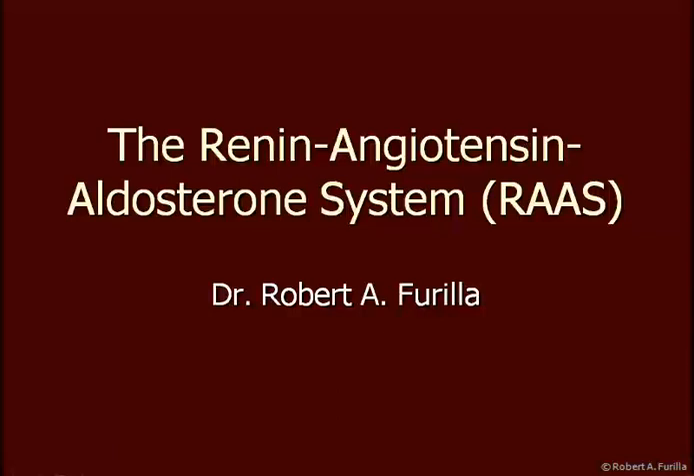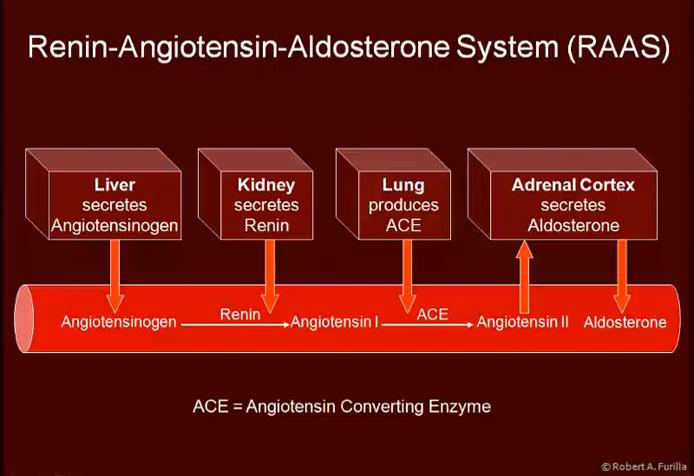In this segment, I'm going to talk about the renin-angiotensin-aldosterone system. The liver secretes a precursor to angiotensin called angiotensinogen. The -ogen suffix indicates a precursor. The kidney then secretes a substance called renin. Renin converts angiotensinogen to angiotensin 1, which is only weakly effective.